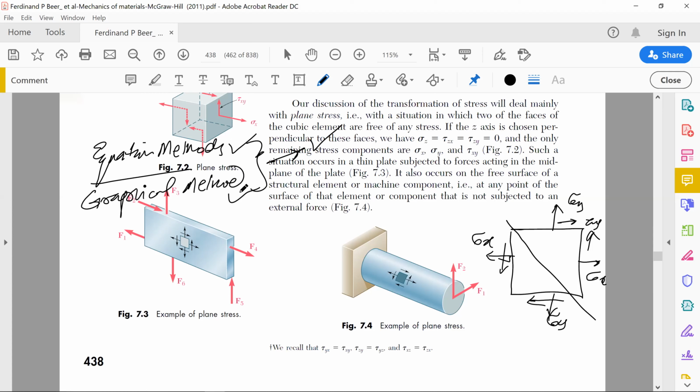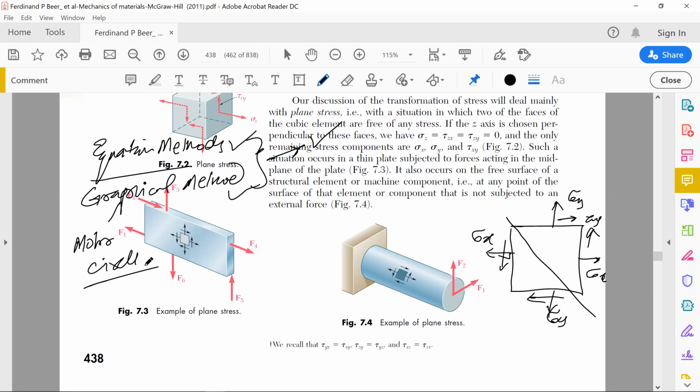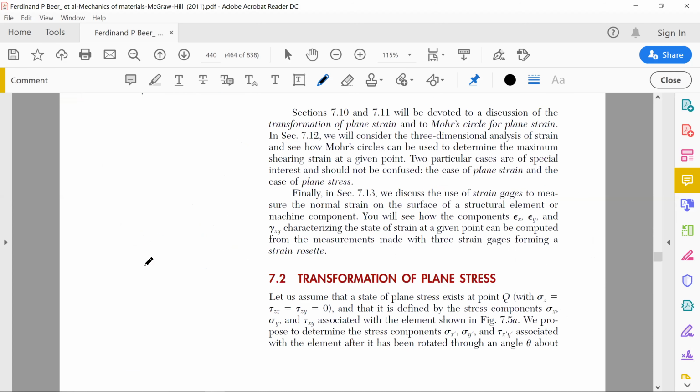So our main objective in this chapter is how we can calculate the maximum stress value using equations as well as a graphical method. And when I say graphical method, I refer to the Mohr circle. Mohr was a person who devised this method from the equations which we are going to derive in this particular section, right? So, transformation of plane stress.